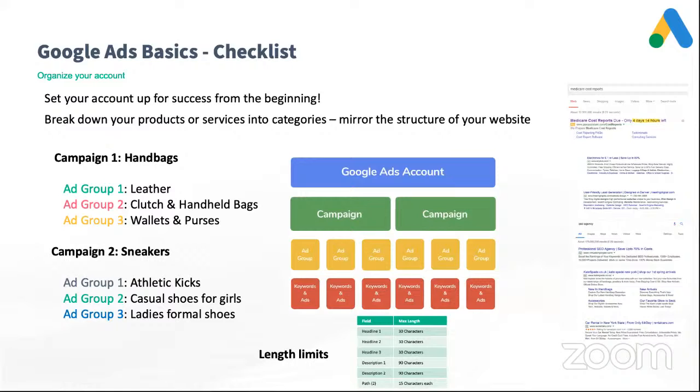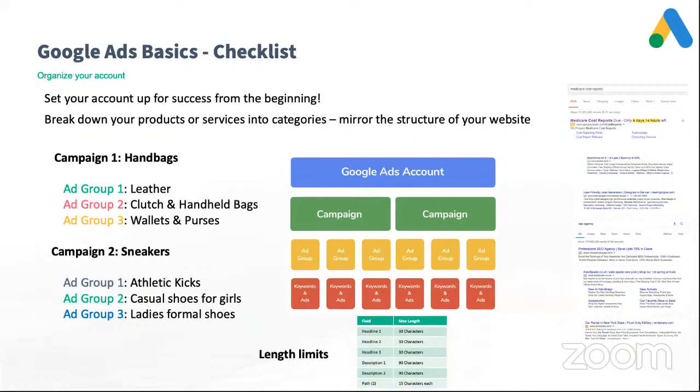Under each of those groups, so ad group 1, you would have keywords and ads that relate specifically to leather handbags. Ad group 2, you'd have keywords and ads specifically relating to clutch and handheld bags, and then the links obviously relating to those products. So you wouldn't have a link to handheld handbags and clutch handbags in ad group 1, because that wouldn't achieve what you're trying to get out of the adverts.